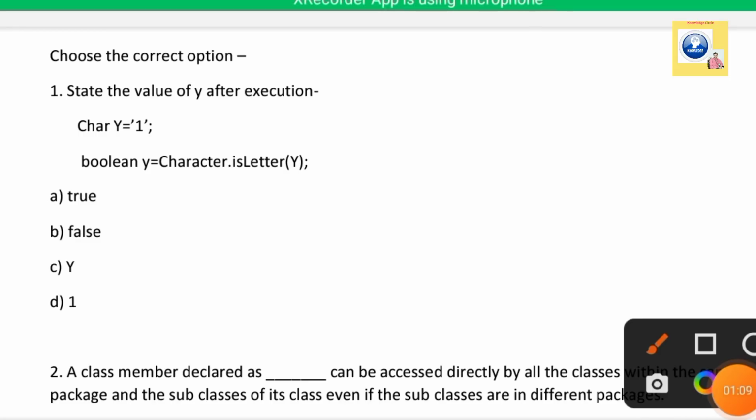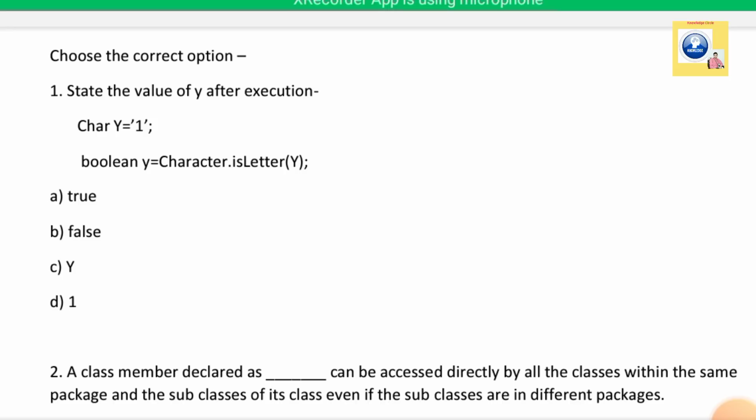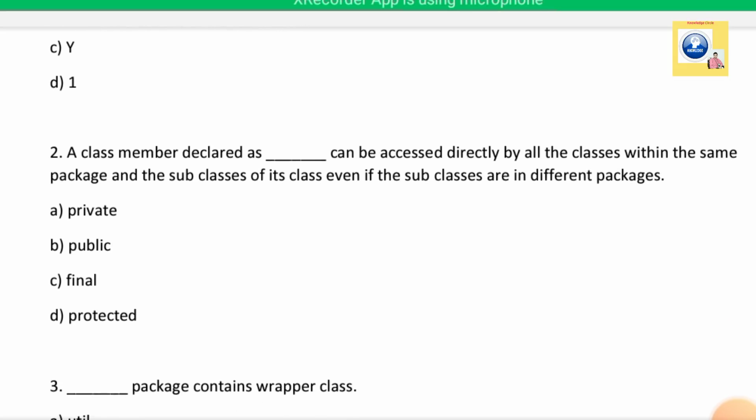So what will be the correct answer? The correct answer will be false, it is not true. The options are true, false, y and 1. isLetter is a method which returns a boolean value, so the answer will be false. Let's move to the second question. What is the second question?